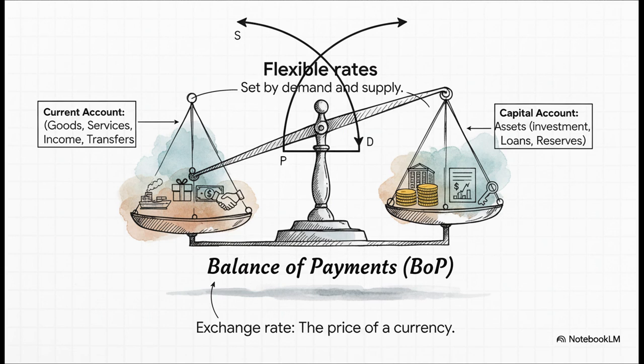It all starts with the exchange rate. That's just the price of a currency. In a flexible system, that price is always moving, pushed and pulled by supply and demand. Every one of those transactions gets logged in the balance of payments, which itself is split into two big parts: the current account for the day-to-day flow of goods, services, and transfers, and the capital account for the long-term buying and selling of assets. You see? It's all one big, interconnected system.